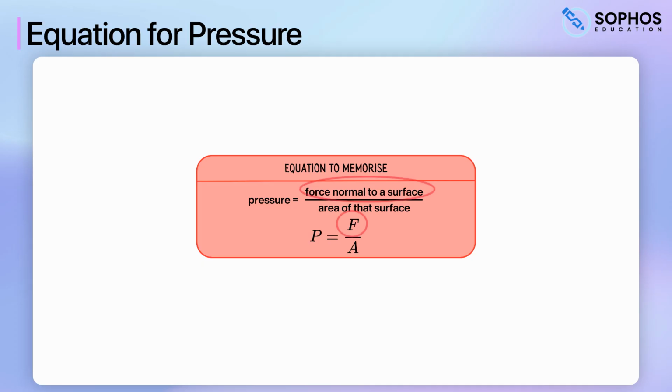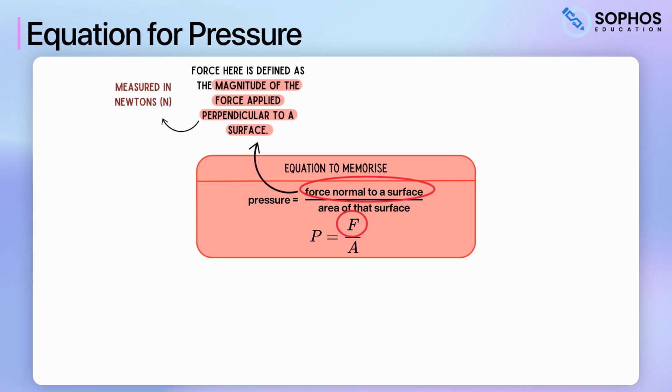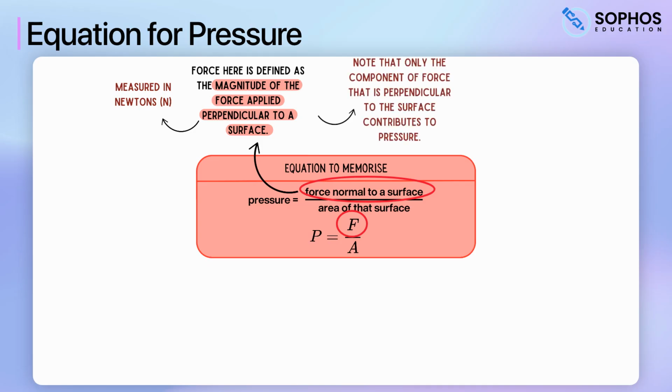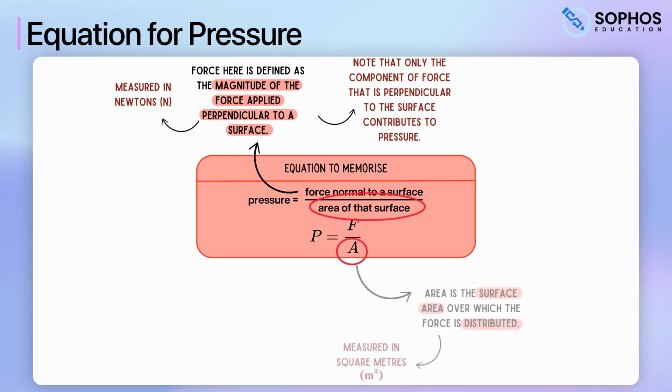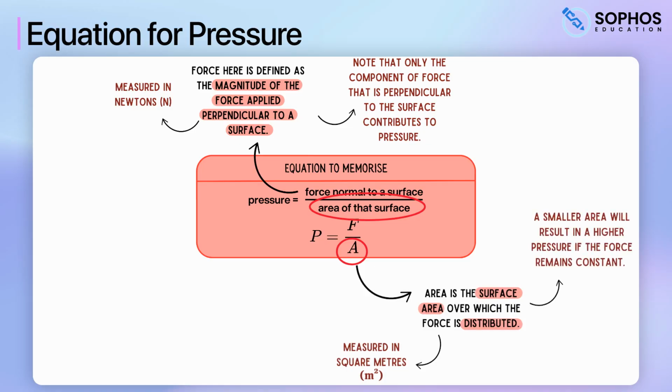First, we have force. Force is defined as the magnitude of the force applied perpendicular to a surface. Force is measured in newtons. It's important to note that only the component of force that is perpendicular to the surface contributes to pressure. Then we have area. This is the surface area over which the force is distributed. Area is measured in square meters. A smaller area will result in a higher pressure if the force remains constant.